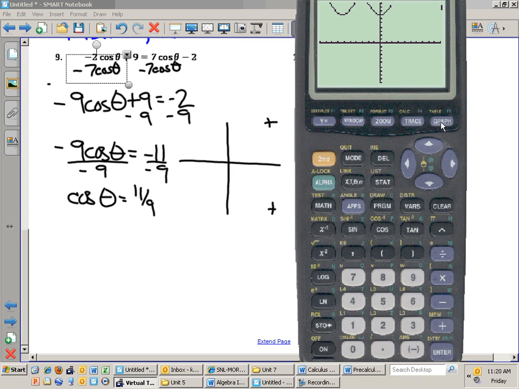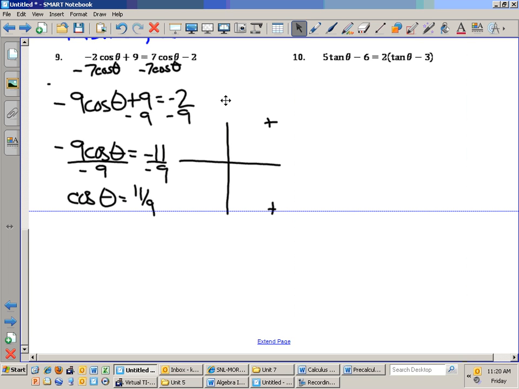So there's my first one. There's my second one. What do you notice? They never cross. That's why we don't have any solutions. That's truly what you're doing when you're solving this stuff: you're finding where the graphs cross each other. And this would be an example where they don't. We find that because we come up with cosine theta is 11 over 9. Some people said the answer is undefined. The correct response would be no solution.